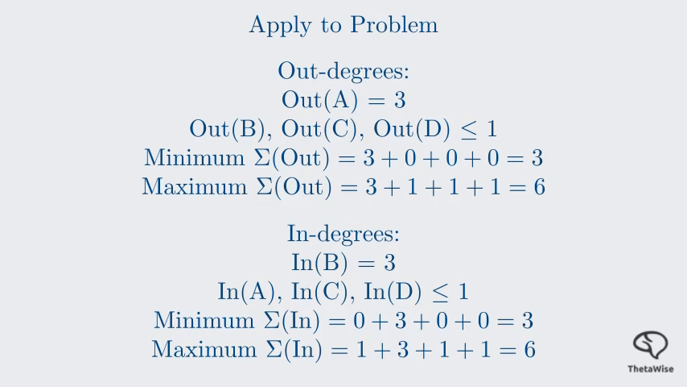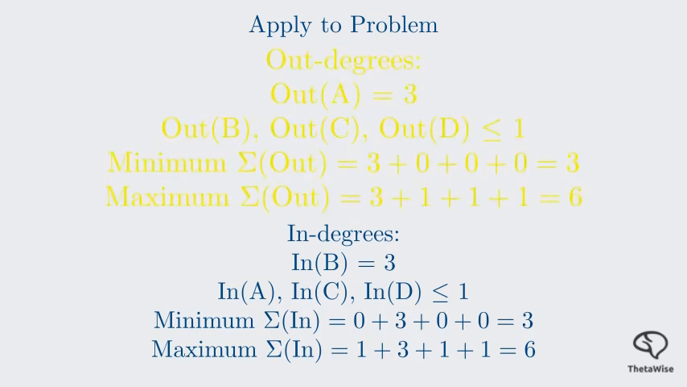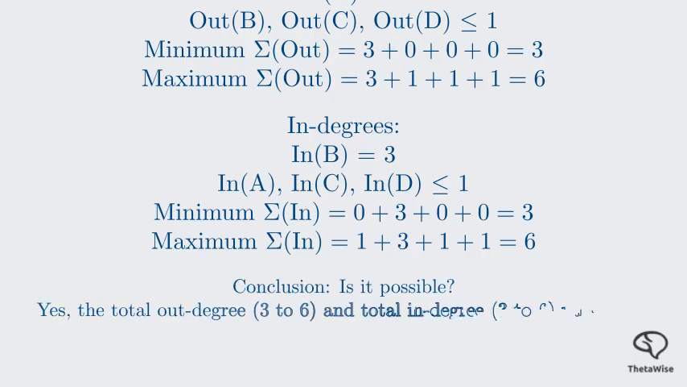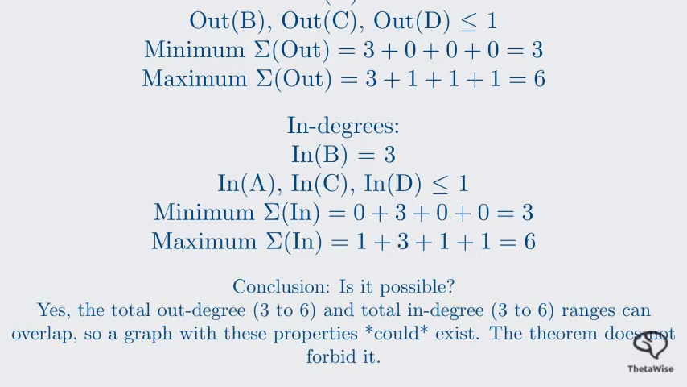So the total number of edges, which must be equal to both the total out degree and the total in degree, must be between 3 and 6. The question is whether such a graph must exist. The theorem only guarantees that if a graph has edges, the sums will be equal. It doesn't guarantee that a graph can be built for any arbitrary degree sequence.